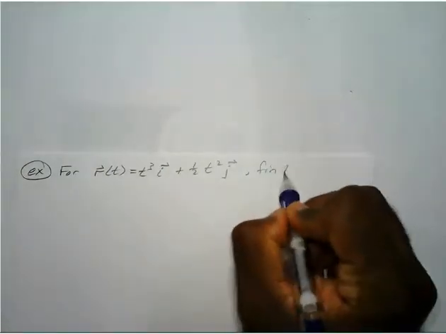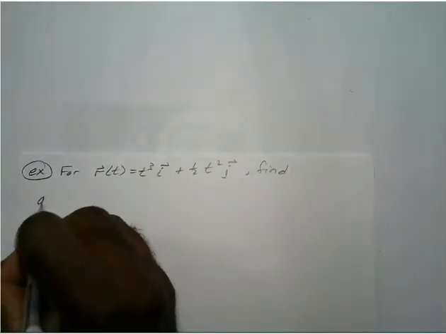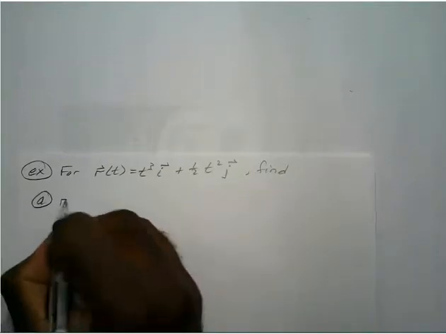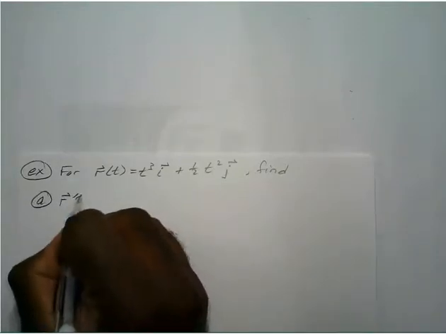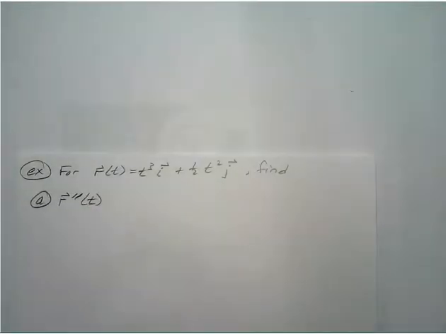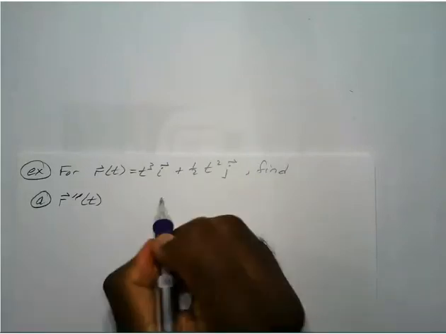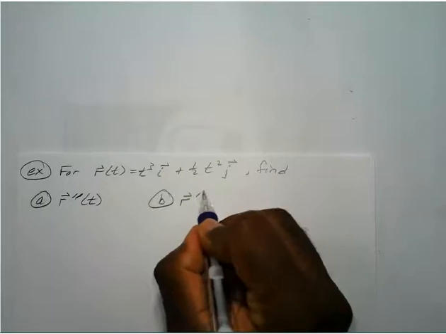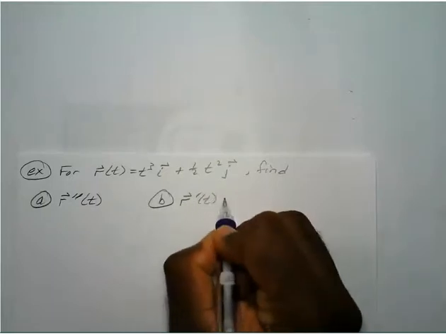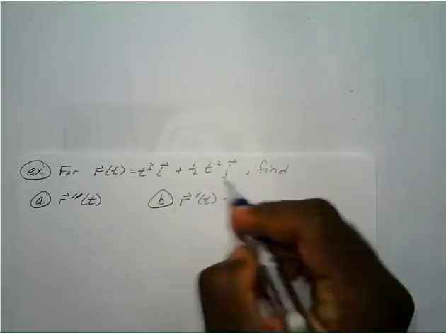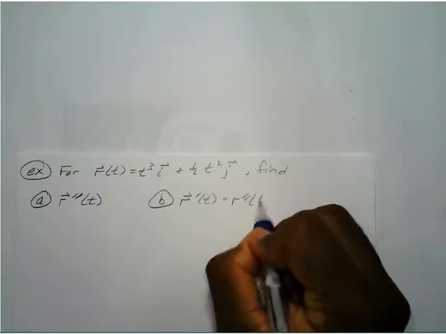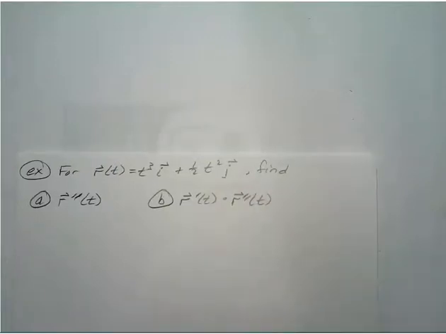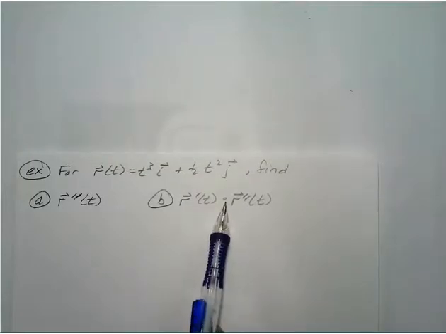We want to find, let's say for problem A, the second derivative of r. And let's say for problem B, we want to find the dot product of the first derivative and the second derivative. Okay, so derivatives are the same from Calc 1, but we're kind of throwing in some of our Calc 3 with that dot product.